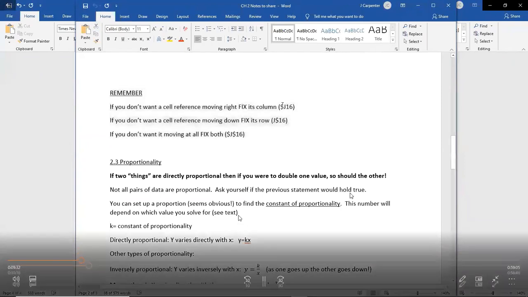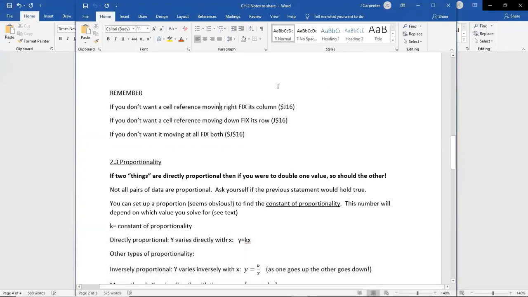So you fix the column by putting a cash symbol in front of the J. That means that that reference won't move left or right. It's stuck in that column. You fix the row by putting the cash symbol in front of the number of the reference, which means the height will not change. The reference will not move up or down.